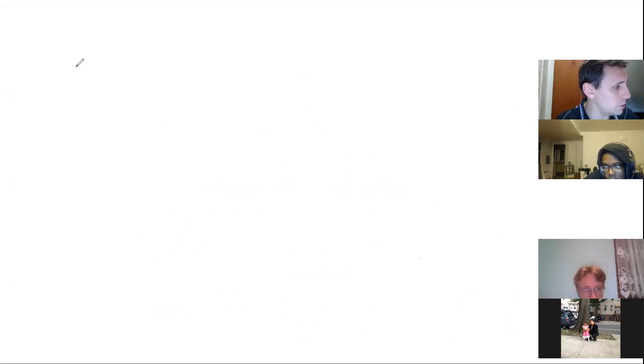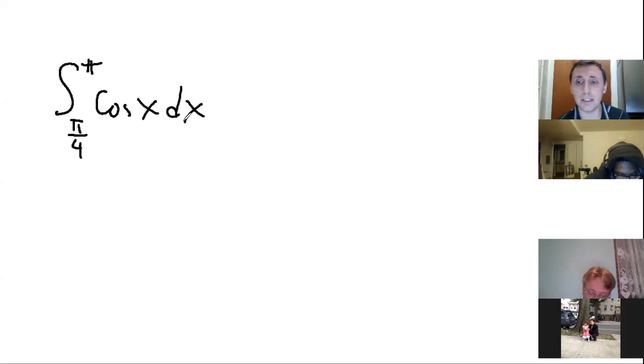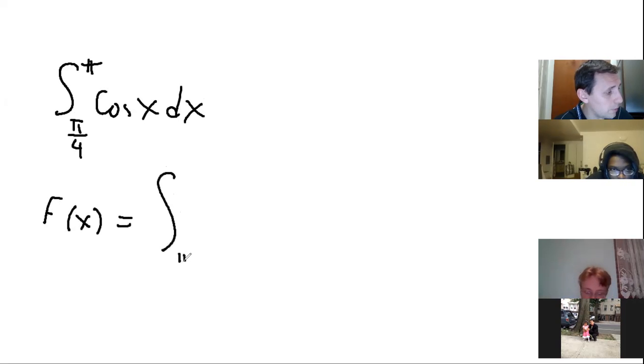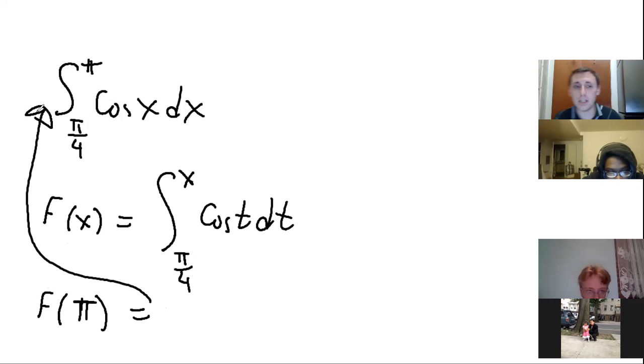Look at it, guys. Suppose that you need to integrate from pi over 4 to pi the function cosine x dx. Yes? This is a very, very complicated integral to do using Riemann sums. So here is what I do. I define this function, capital F of x, to be the integral from pi over 4 to x of cosine t dt. And then I realize that to evaluate what I want, I just need to plug in pi into the function, and that will give me my desired answer. If I know the function, I just need to plug in pi.